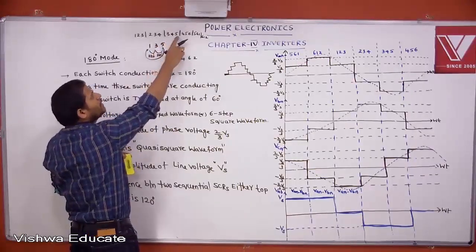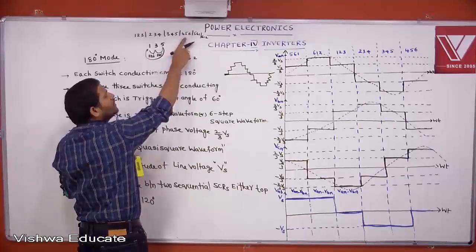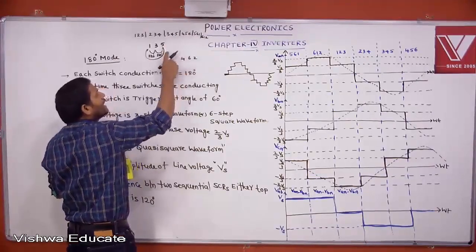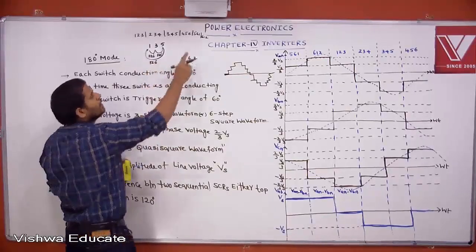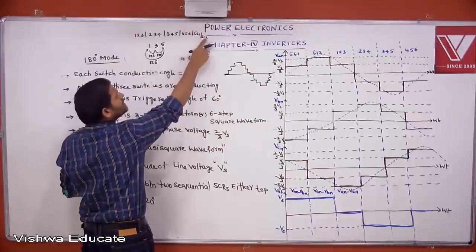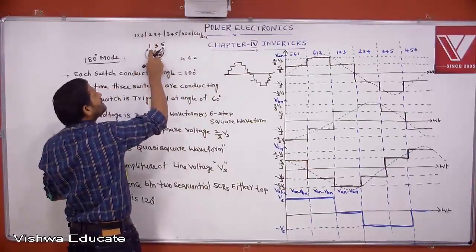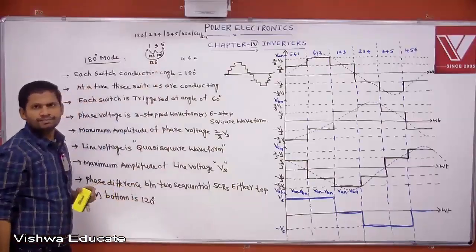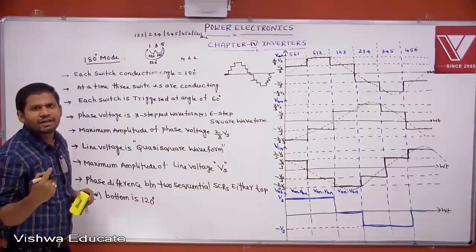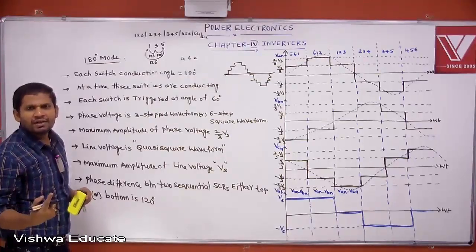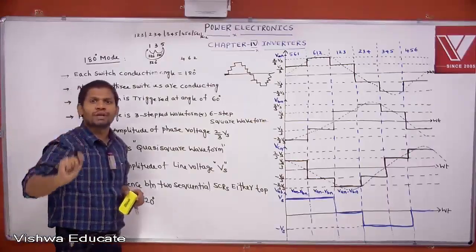Next. Here 5 is triggered. 60 plus 60, after 120 degrees, 1 is triggered. Then the angle between 5 and 1 is 120 degrees. Here 1 is triggered. 60 plus 60, after 120 degrees, 3 is triggered. The angle between 1 and 3 is also 120 degrees. Phase difference between two sequential SCRs, either top or bottom, is 120 degrees. Like this only you can maintain balanced three-phase voltages at the output side.